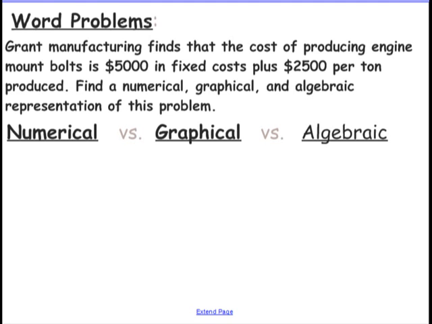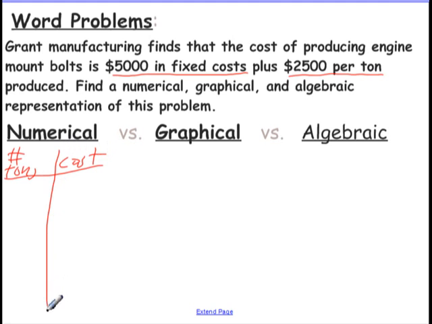There are multiple different ways to represent a situation. So I want to show you a numerical way to represent this situation here. This company finds that producing an engine costs $5,000 in fixed costs plus $2,500 per ton produced. So a numerical way to represent that, notice it's increasing per ton, is to look at the number of tons versus cost and actually list them.